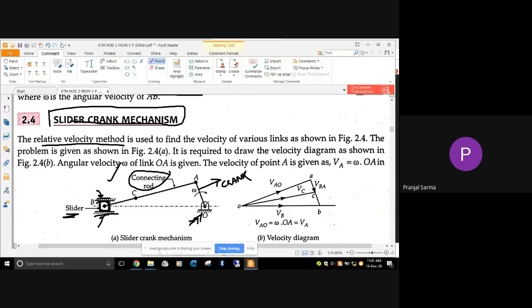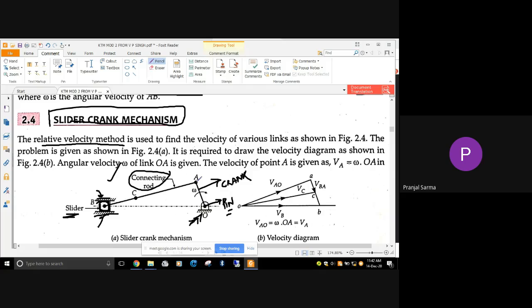What kind of joint is this? This is a pin joint or hinge joint, ultimately it constitutes a revolute pair. Pin or hinge, that means the crank can have rotational motion.